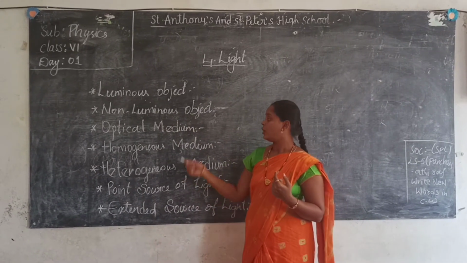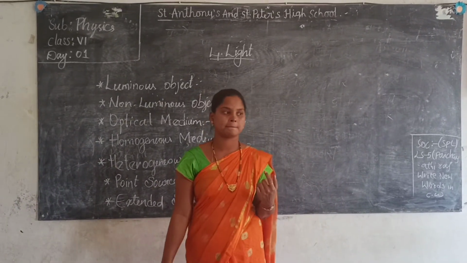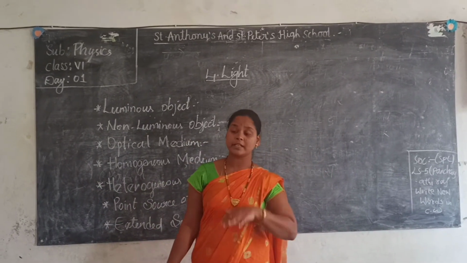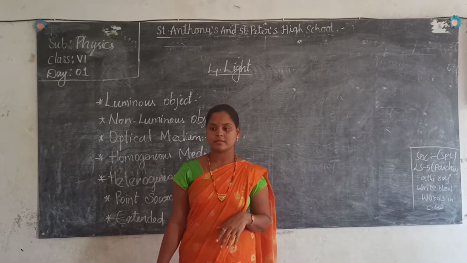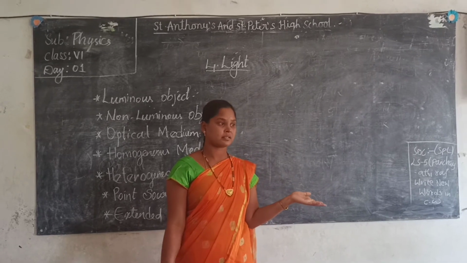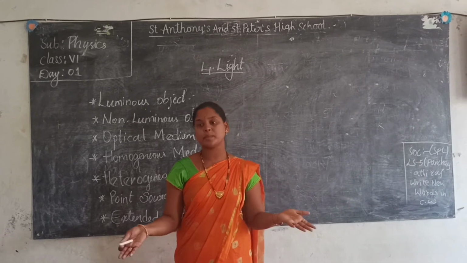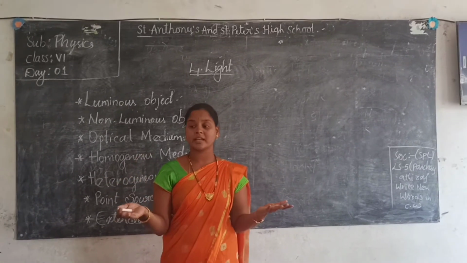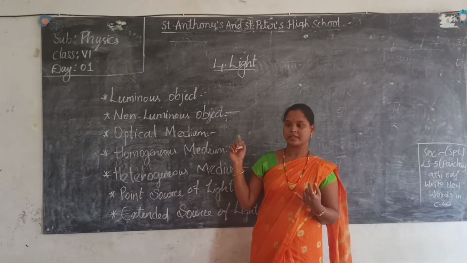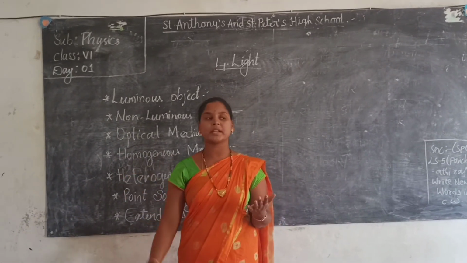Okay. Next, optical media. We have different mediums: solids, liquids, gases. Optical media means what here? Rays. What rays? Sun rays. The place where the light can pass. Does the light pass here in this room? Yes. So what is surrounded around us? Air. Air is surrounded around us. So air is considered as an optical medium, which allows the light rays, which allows the light to travel. It is called an optical medium.